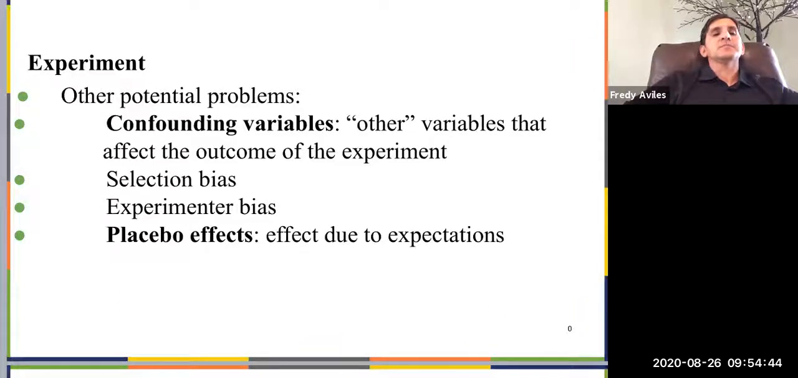We'll talk about that. There's also potential placebo effects. A placebo effect is when you have an effect due to expectations. So for instance, what if participants consume a drink and they believe it has alcohol in it? Well, then they will behave as if they're intoxicated when in fact they are not. That's called the placebo effect. Placebo effects can potentially mess up your experiments if you don't plan for them.